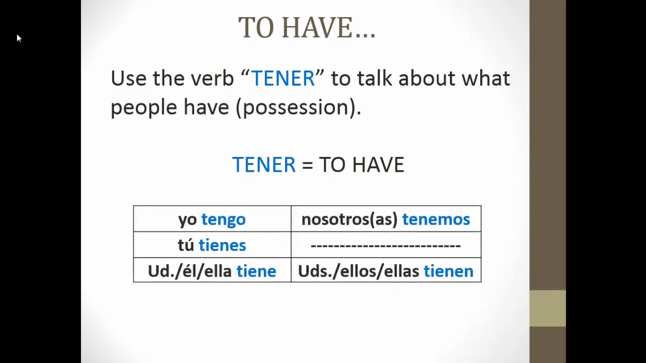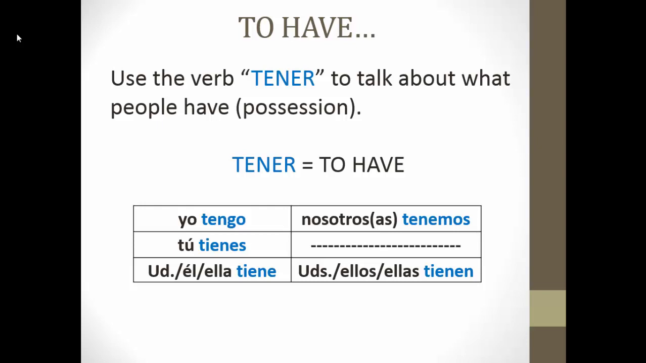Here are the forms of the verb tener. You have to conjugate a verb in order to give it a subject. Conjugate means change to match the subject. So for example, if your subject is yo, you take the verb tener and change it to tengo in order to say I have. Yo tengo, I have.